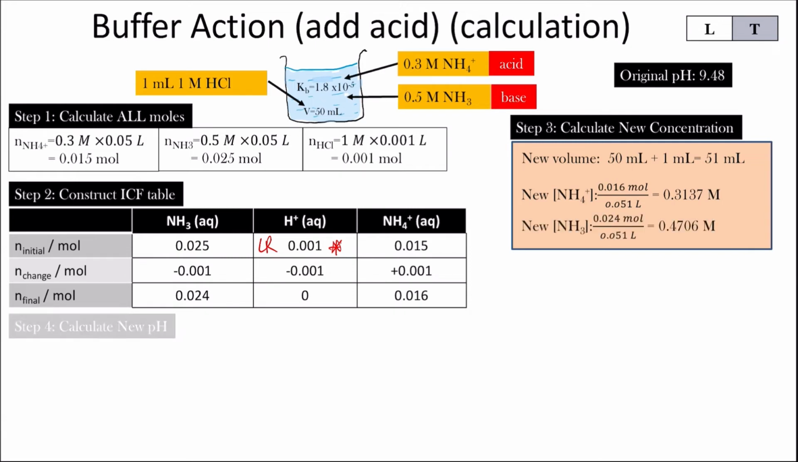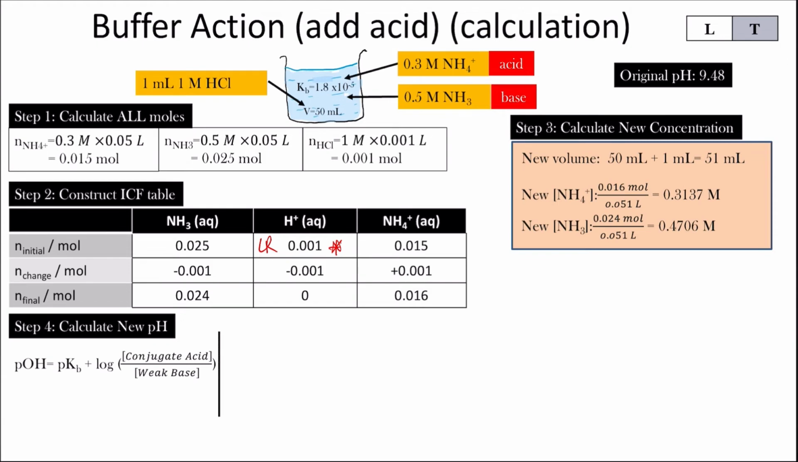Dan seterusnya kita continue step 4, calculate the new pH. The new pH is depending on the equation Henderson-Hasselbalch. So awak akan dapat this one first. Calculate dulu pOH, masukkan semua value yang berkaitan. Nilai pKb sudah diberikan dalam soalan from example 18, and seterusnya awak calculate pOH, awak dapat 4.57.